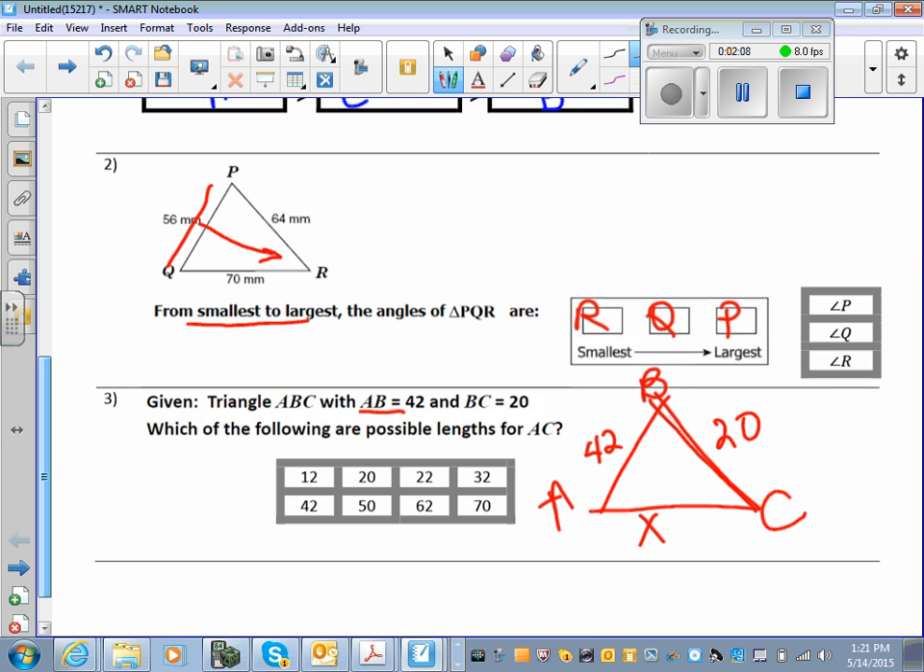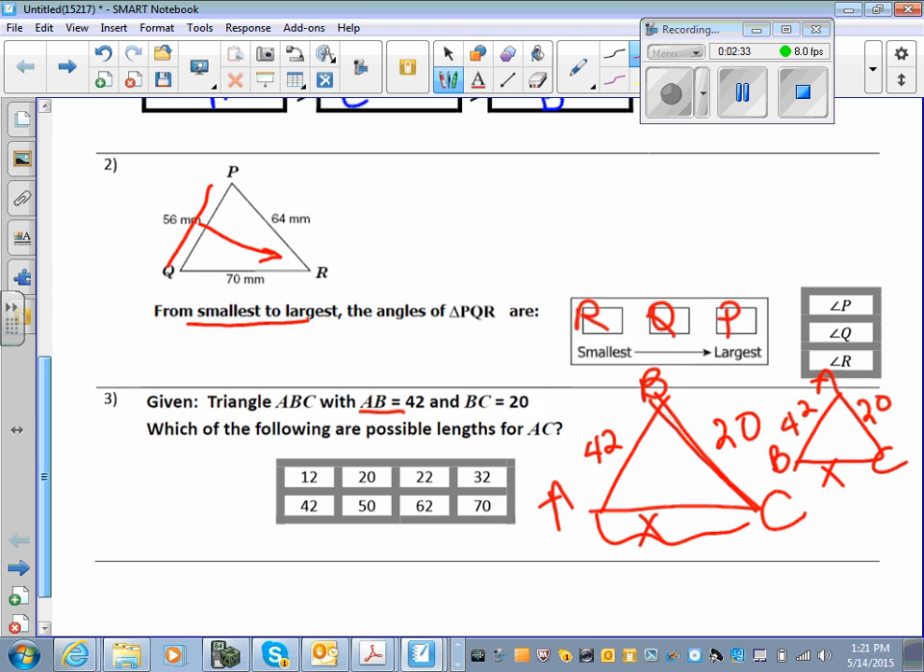It doesn't matter. You can change it. Yeah, you can have it as A, B, C. Still, AB would be 42, and AC would be 20, and this is still X. So don't get confused about where is the A, where's the B, where's the C. It doesn't matter where you put it. But I'm trying to find what are the possible length of AC.